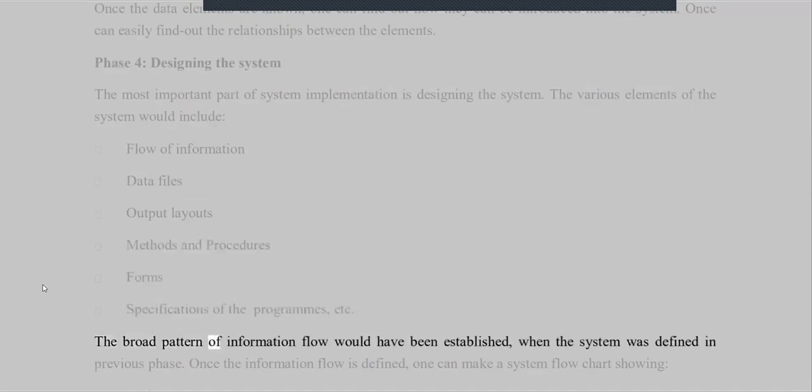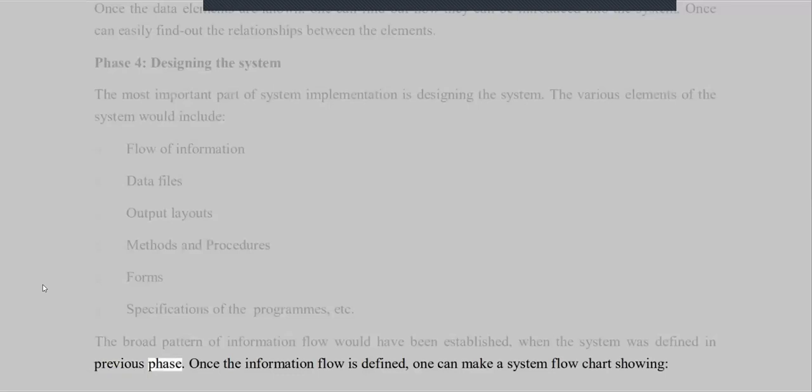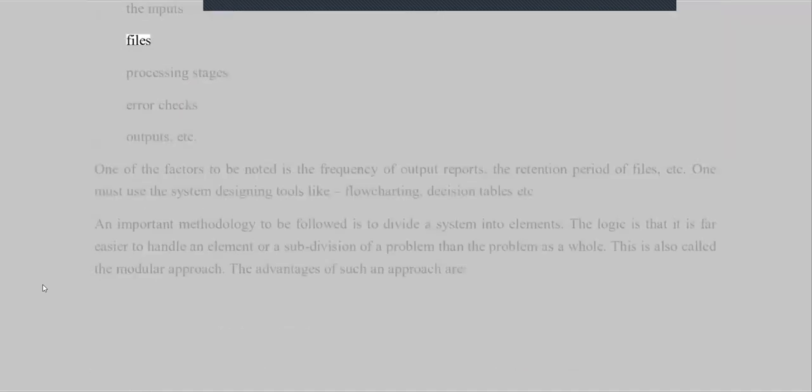The broad pattern of information flow would have been established when the system was defined in the previous phase. Once the information flow is defined, one can make a system flow chart showing the inputs, files, processing stages, error checks, outputs, etc. One of the factors to be noted is the frequency of output reports, the retention period of files, etc. One must use the system designing tools like flowcharting, decision tables, etc.